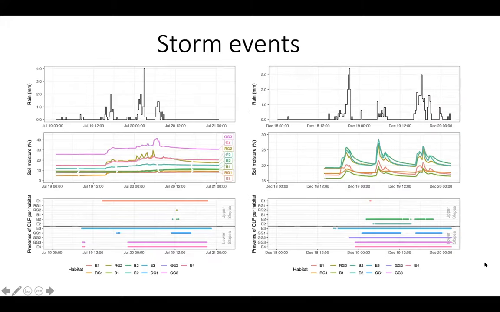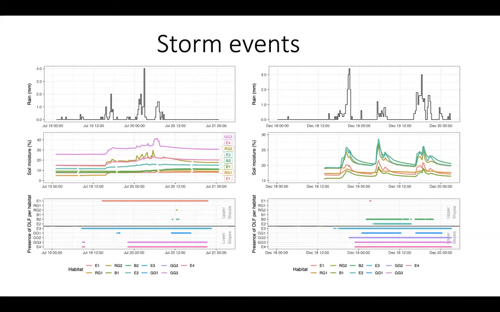So the final thing that I'm having a look at with this soil hydrological data is the reaction to storm events that occur. So here I've just plotted two separate storm events. The left one is a storm event in July, and the right one is from December. And you can see that there's quite a difference in the way that the soil moisture in particular reacts to the rainfall here. Now this may be easily a reflection of antecedent conditions.